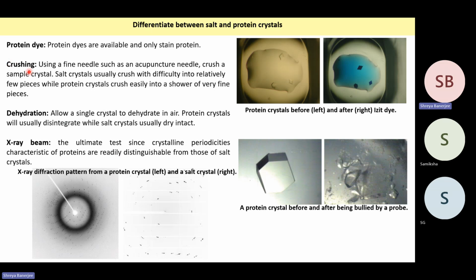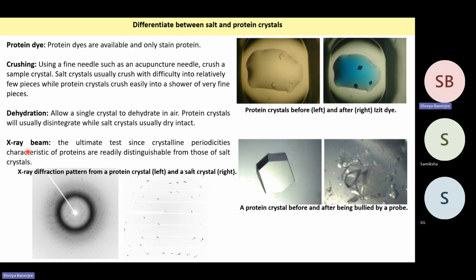Another thing we discussed is that protein crystals have a large amount of water, or other solvent. That is why if you crush a protein crystal, it will very easily crush into fine pieces. But the salt crystal is difficult to crush. Then, if you allow dehydration, the protein crystal is stabilized by a large amount of solvent, so if you allow the solvent to dehydrate, the protein crystal will lose its shape, but the salt will not.